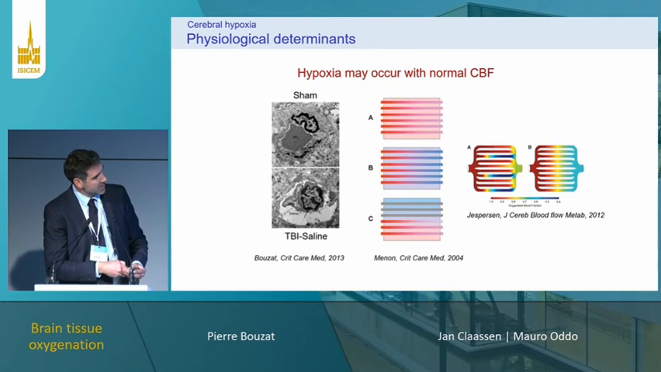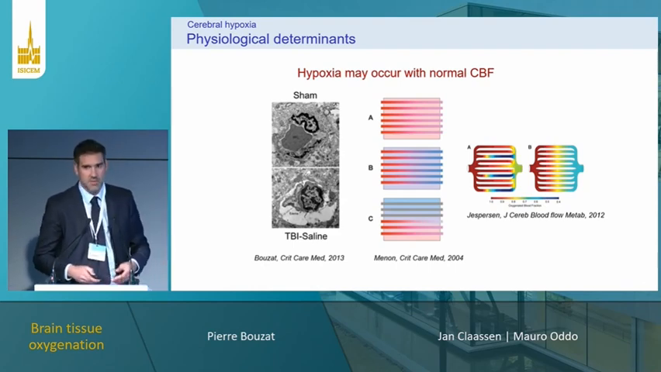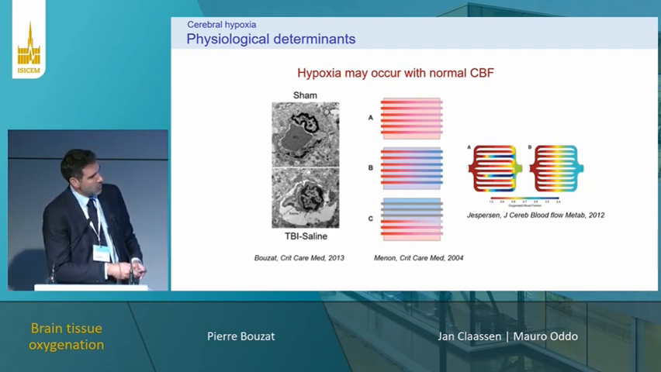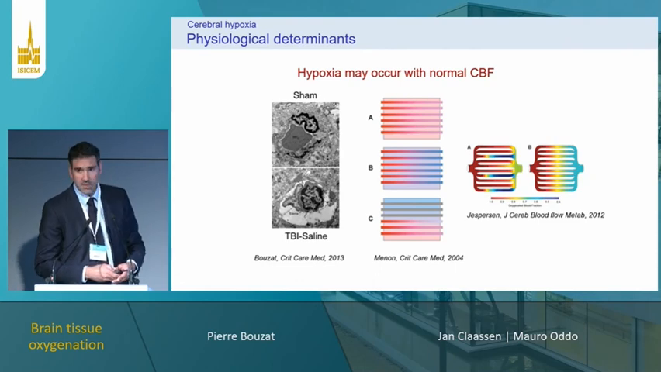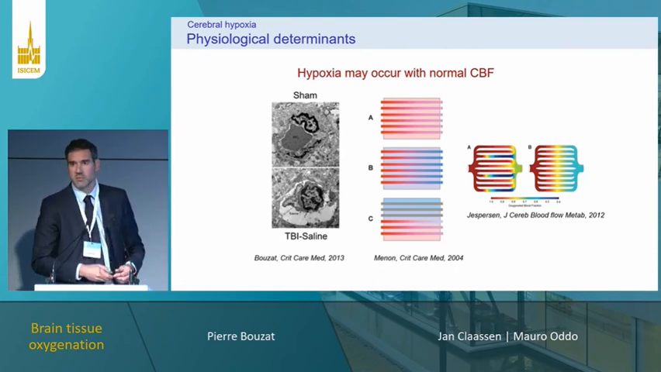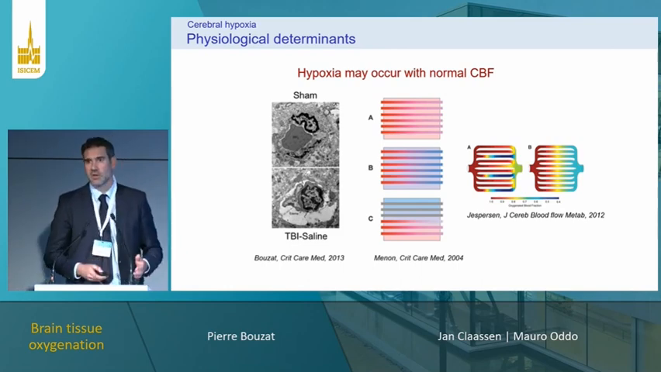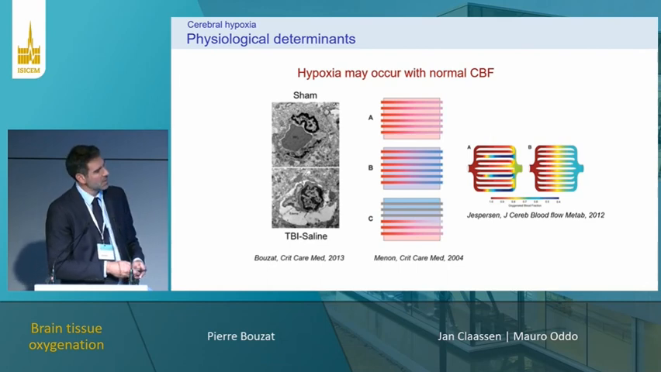In a rat model of TBI, we also showed, this is a control group, and you can see rats here after traumatic brain injury, with an impact acceleration model. And you can see the swelling of the astrocyte end-feet that compressed and collapsed the brain capillaries, and the compression of the brain capillaries can explain by itself a decrease of brain oxygenation despite a normal CBF.